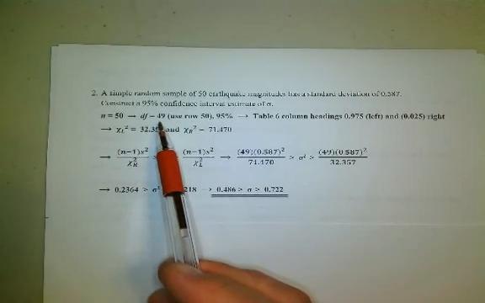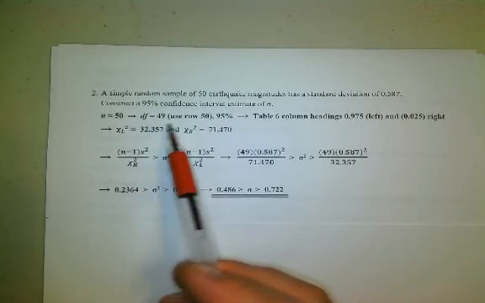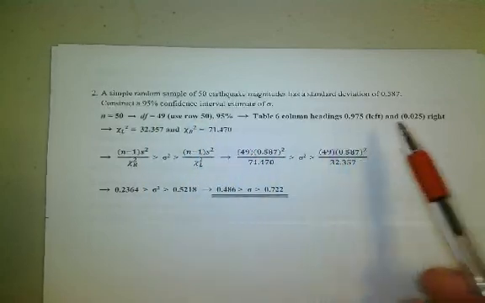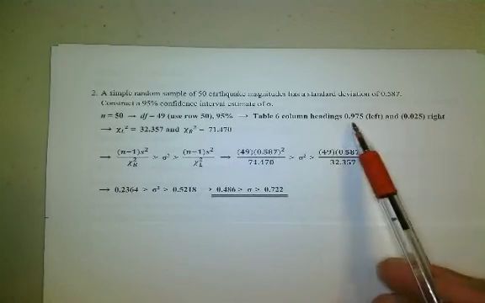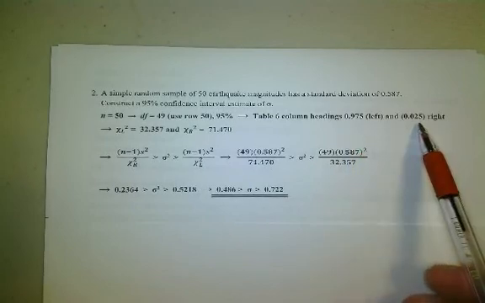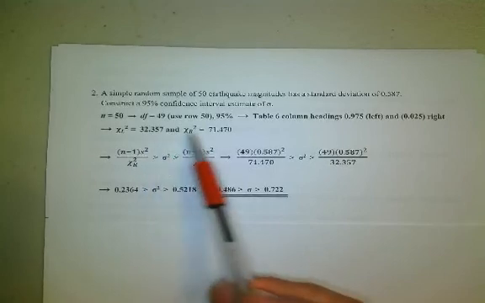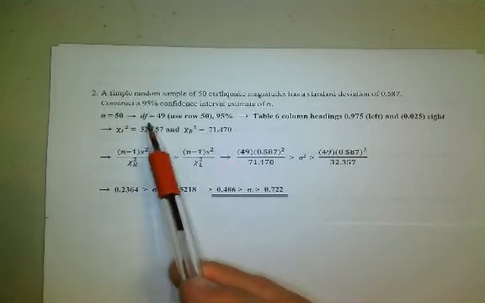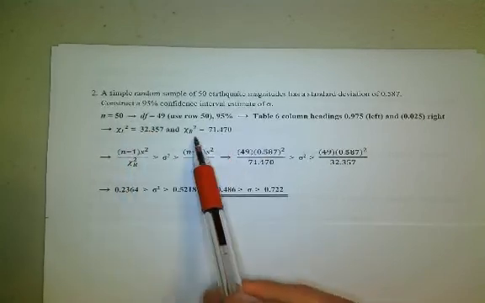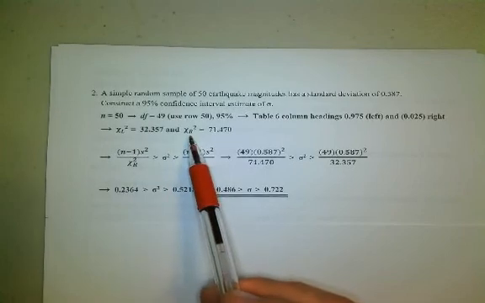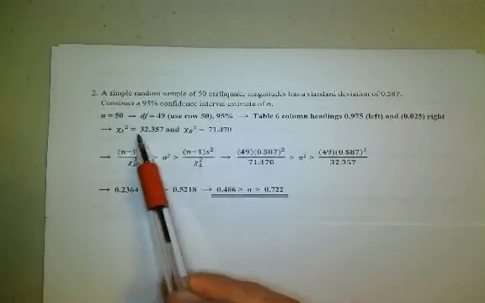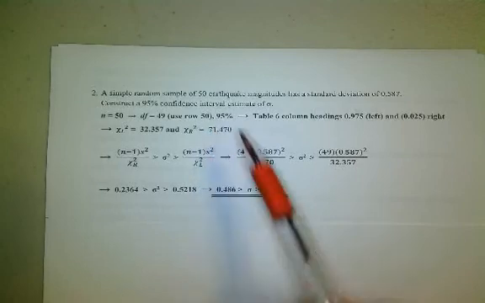Now if we look at the table, 49, there is no 49. We would use row 50. That would be the closest one. So the table headings, just like before, 0.975, 0.025. We get different values because now we're looking at row 50 instead of row 21. That's what we looked at before. So the degrees of freedom will change what these two values are.